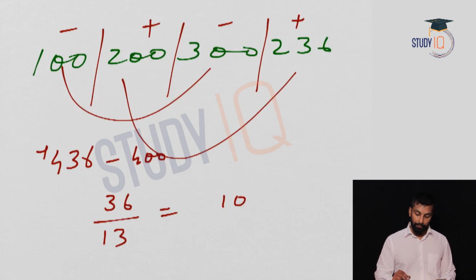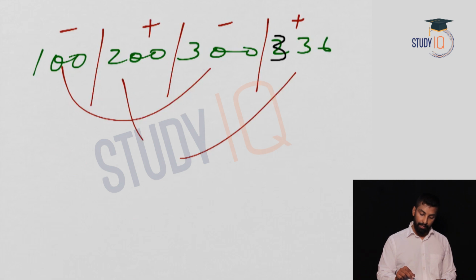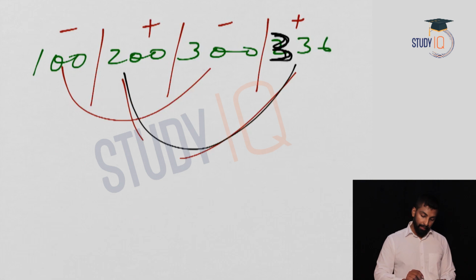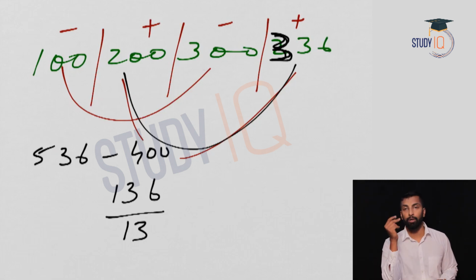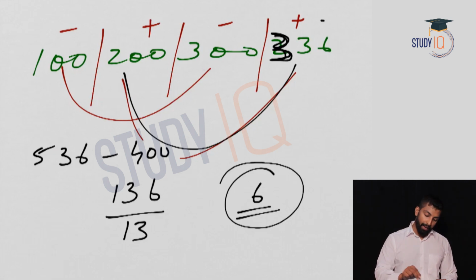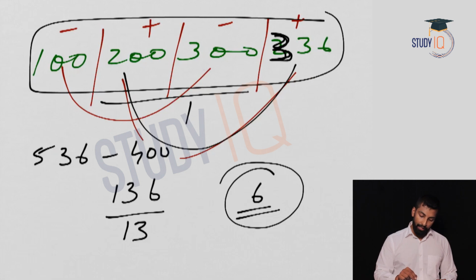You get 10. Now what if this is 336? Same steps. You take 536 minus 400. You get 136. Then you divide this by 13. So the last step you need to do manually. 136 by 13, we know 130 is a multiple, so the remainder is 6. And 6 will be the remainder if you divide the bigger number with 13 also.